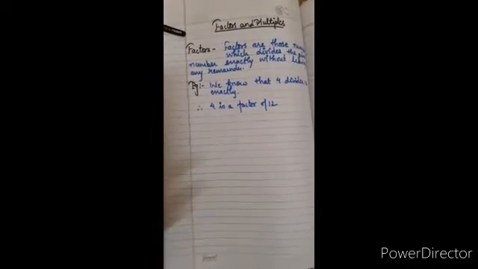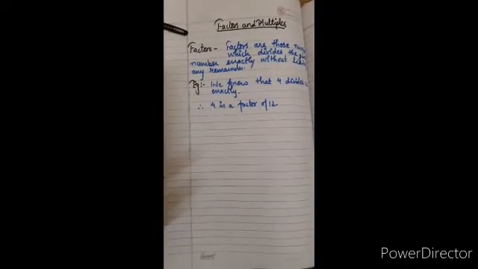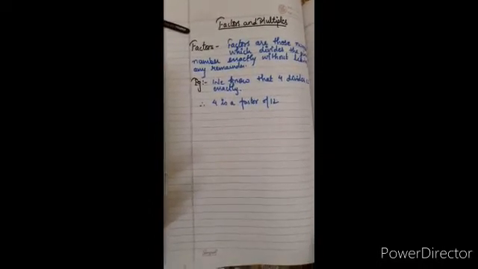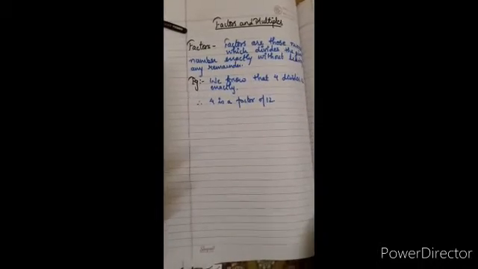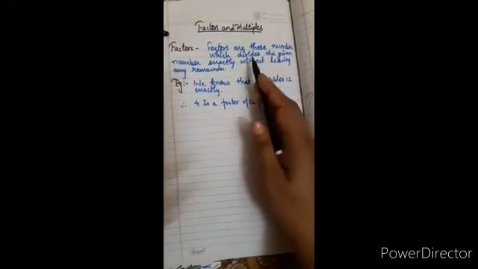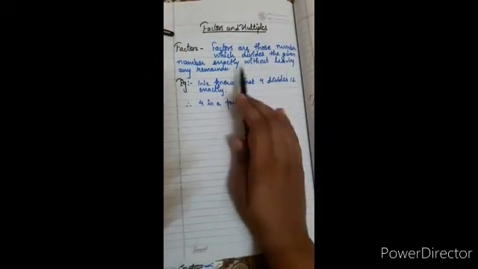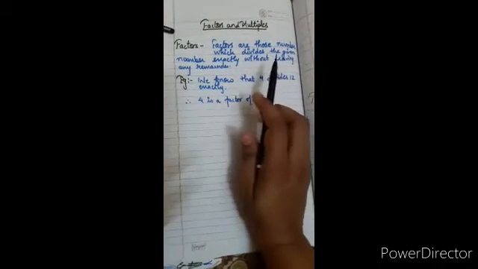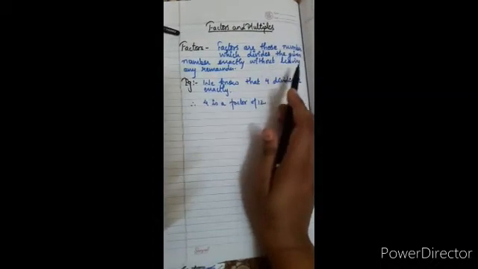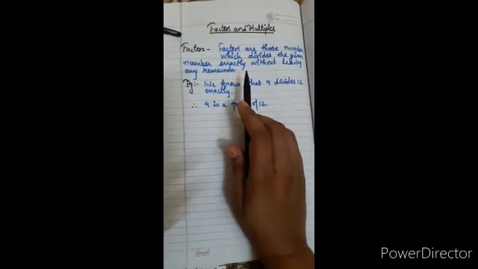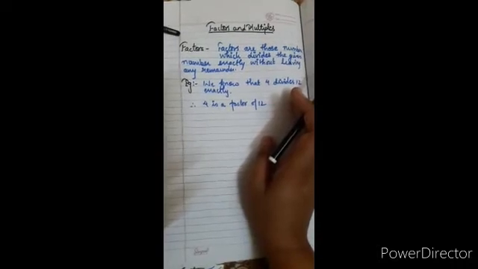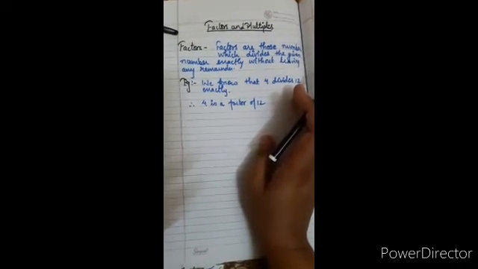Today I will explain what is a factor and what is a multiple. So what is the meaning of factor? Factors are those numbers which divide the given number exactly without leaving any remainder. Or, when a number divides another number exactly, then the divisor is called a factor of the number.